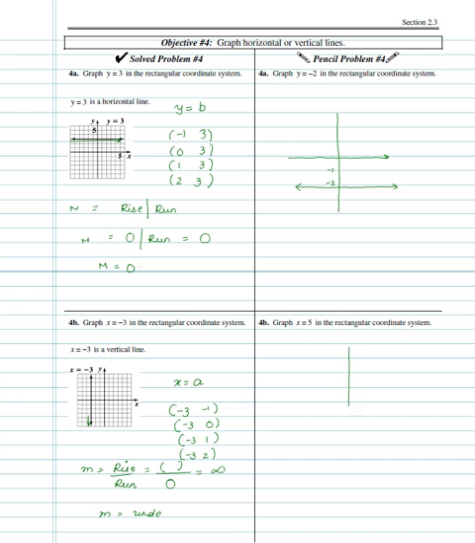How do I graph a vertical line? When I see x is equal to 5, that means it's a vertical line passing through 5. I'm just going to say this is 5, and it is passing through 5.